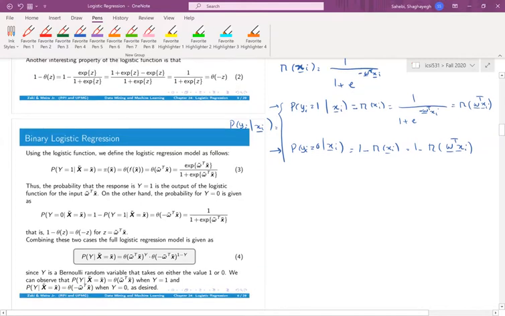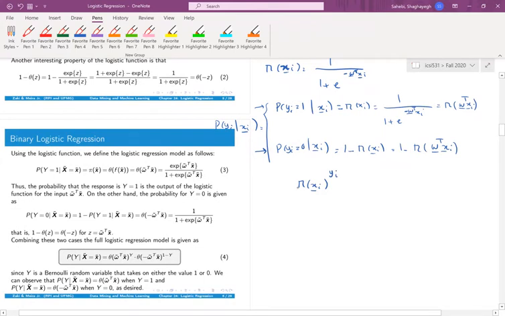So if I look at this function, I would say probability of xi to the power of yi. If yi is equal to 1, this term is going to be equal to pi of xi. If yi is equal to 0, this is just going to be 1, right? So if yi is equal to 1, it's going to be pi of xi. If yi is equal to 0, this is going to be 1.